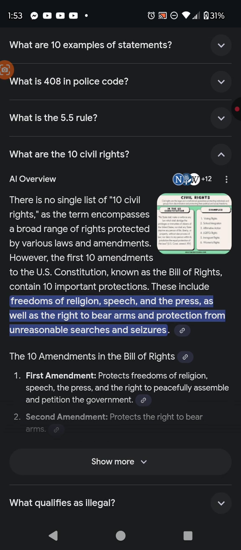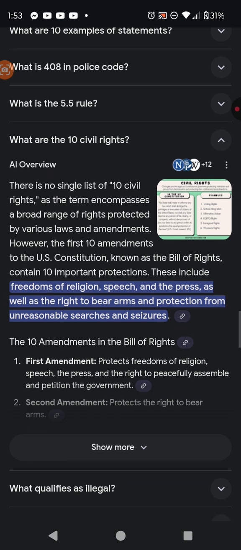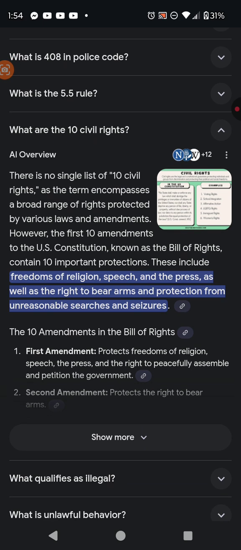There is no single list of 10 civil rights. The term encompasses a broad range of rights protected by various laws and amendments. However, the first 10 amendments of the U.S. Constitution, known as the Bill of Rights, contain 10 important protections. These include freedom of religion, speech, and the press, as well as the right to bear arms and protection from unreasonable searches and seizures.